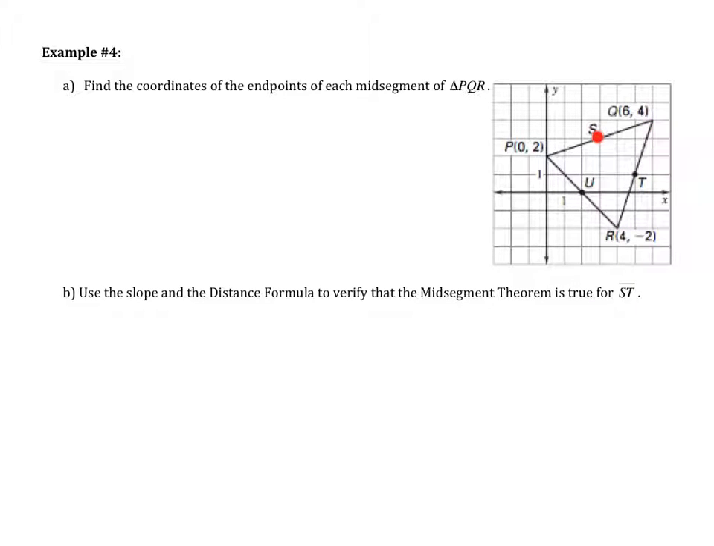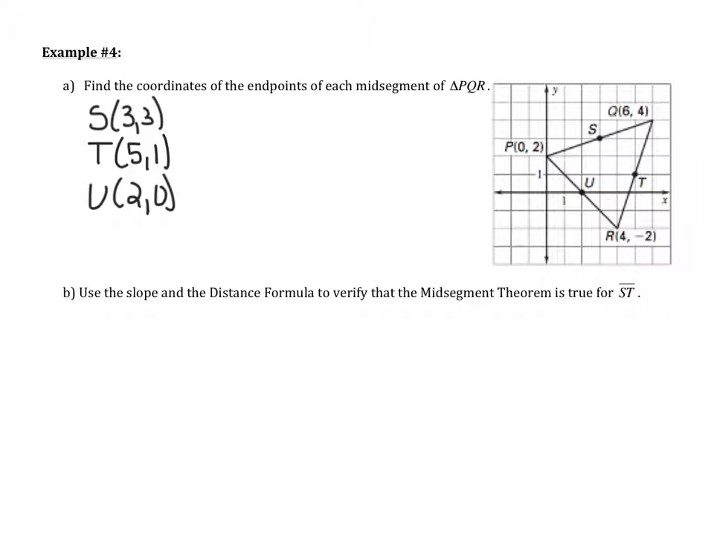So S is a midpoint of segment PQ, and it would be over 3 and up 3. T is the midpoint of QR, and it was over 5 and up 1. And U would be the midpoint of PR, and it would be over 2 and it would stay there, so it'd be 2, 0.